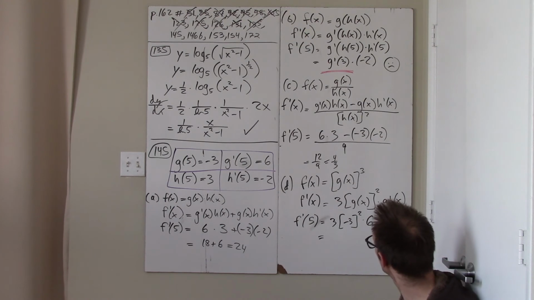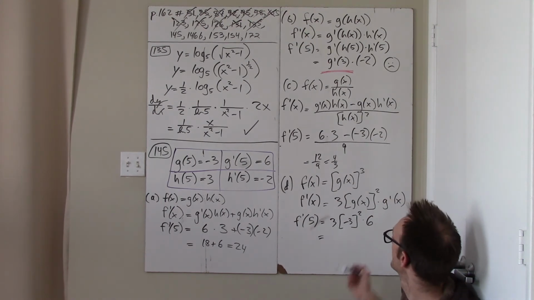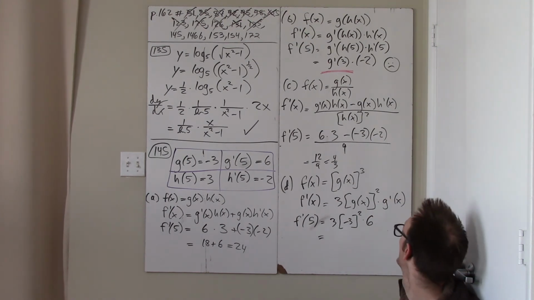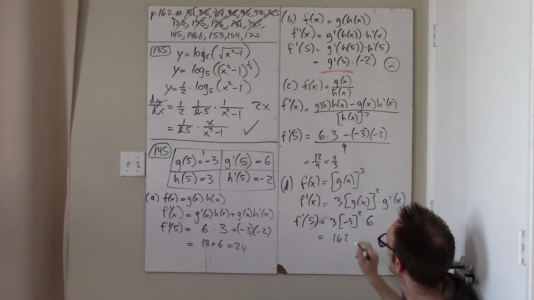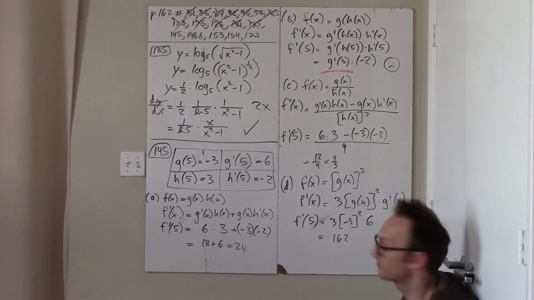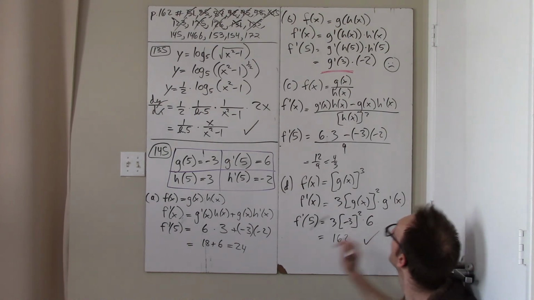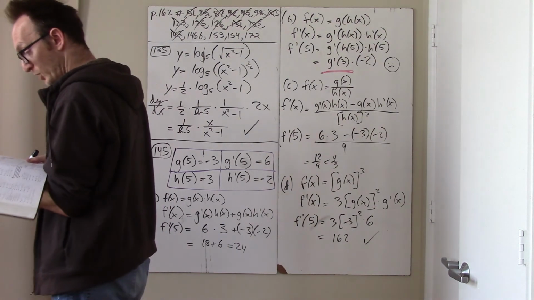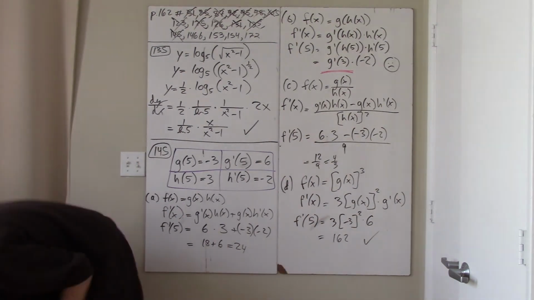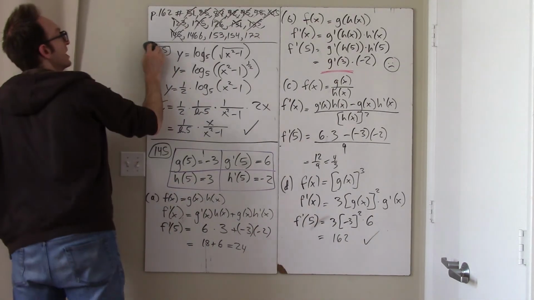And so that'll be 162, I guess. 9 times 3 is 27, times 6. Probably that's right. Okay, good. 4 problems to go.